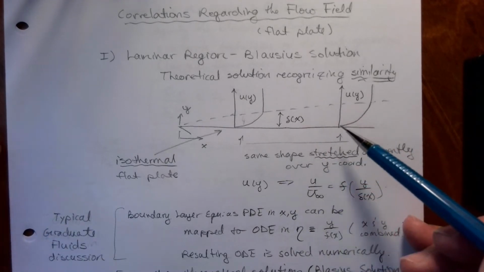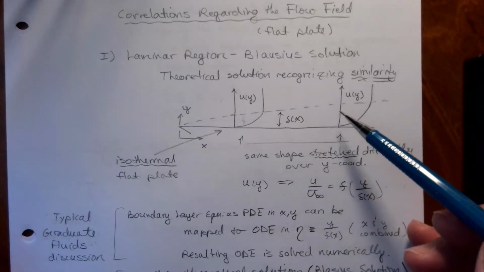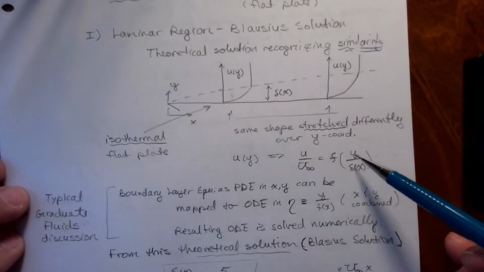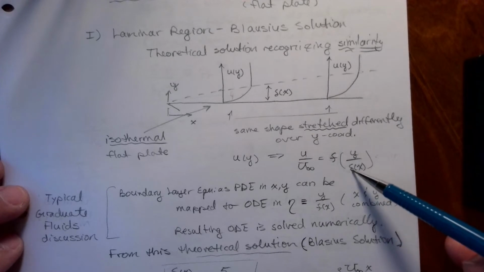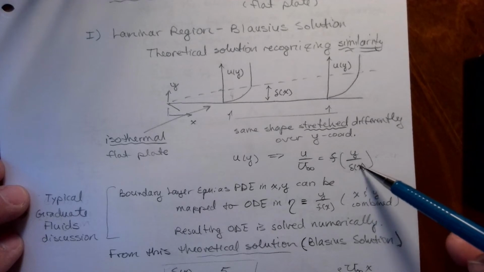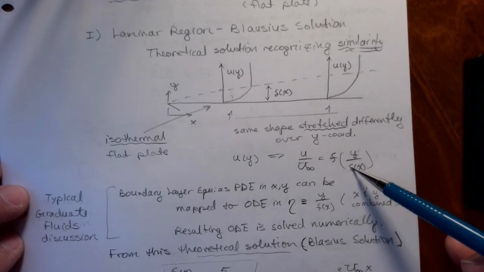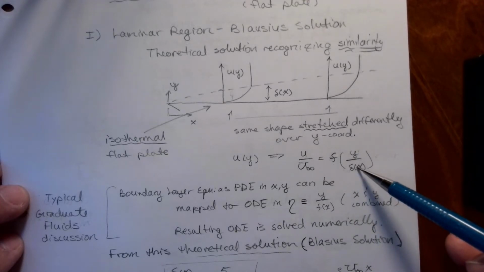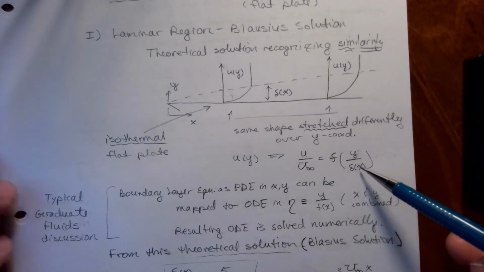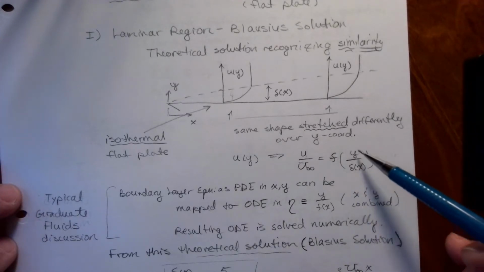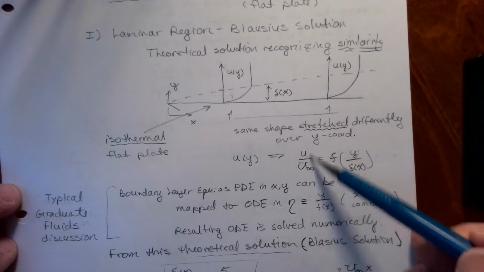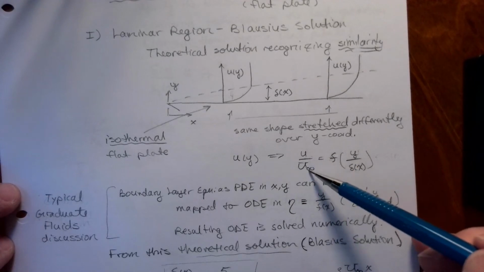So he was clever and said, let's just recognize this similarity, and I'm going to look for a solution in terms of a stretched y over delta, and ignore the x dependence. The x dependence is actually presumed to be inside this stretched variable because y is stretched by delta and delta depends on x. And so he figured that there would be only one solution in the end if you express the solution in terms of this, which is called eta in his nomenclature. And so he also scaled u by u ambient.